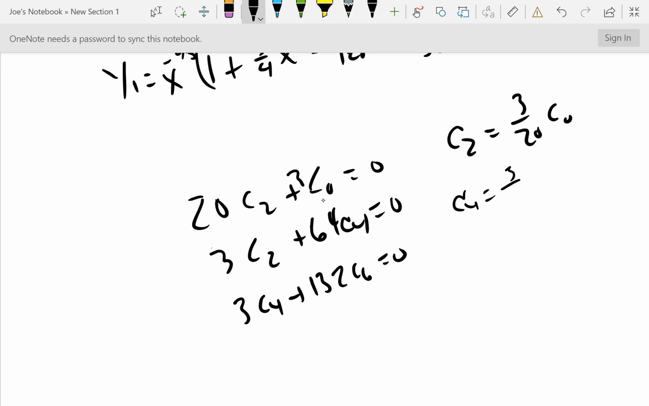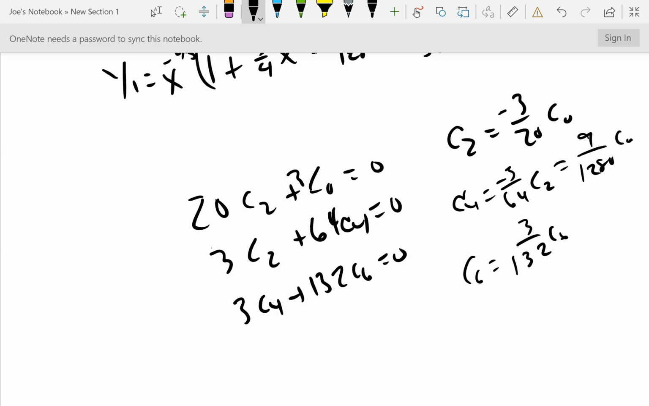This one gives us C4 is 3/64 C2, which would give us 9 over 1280 C0. C6 will be 3 over 132 C4. Oh, these are negative, aren't they? This is negative. This one will be also. C2 will be negative, which makes that one positive. This one will be negative. This next one will be negative. Let's see, 132. Okay, so 3 goes into 132. That gives us 44 times 1280. So we'll get a 9 over 56,320 C0, and so on.